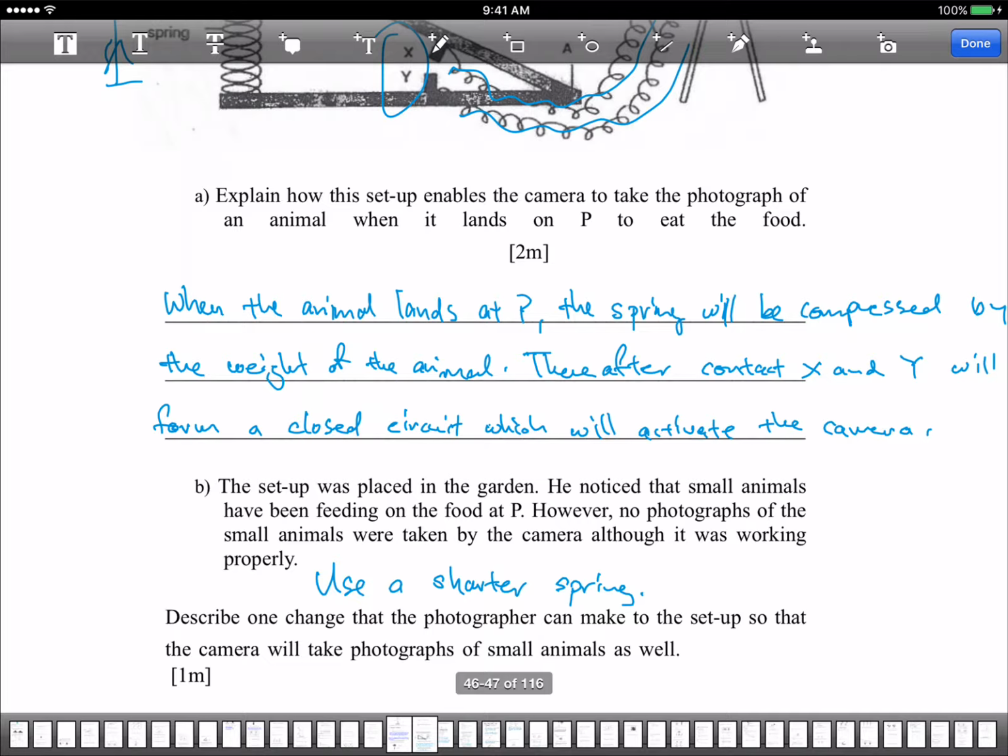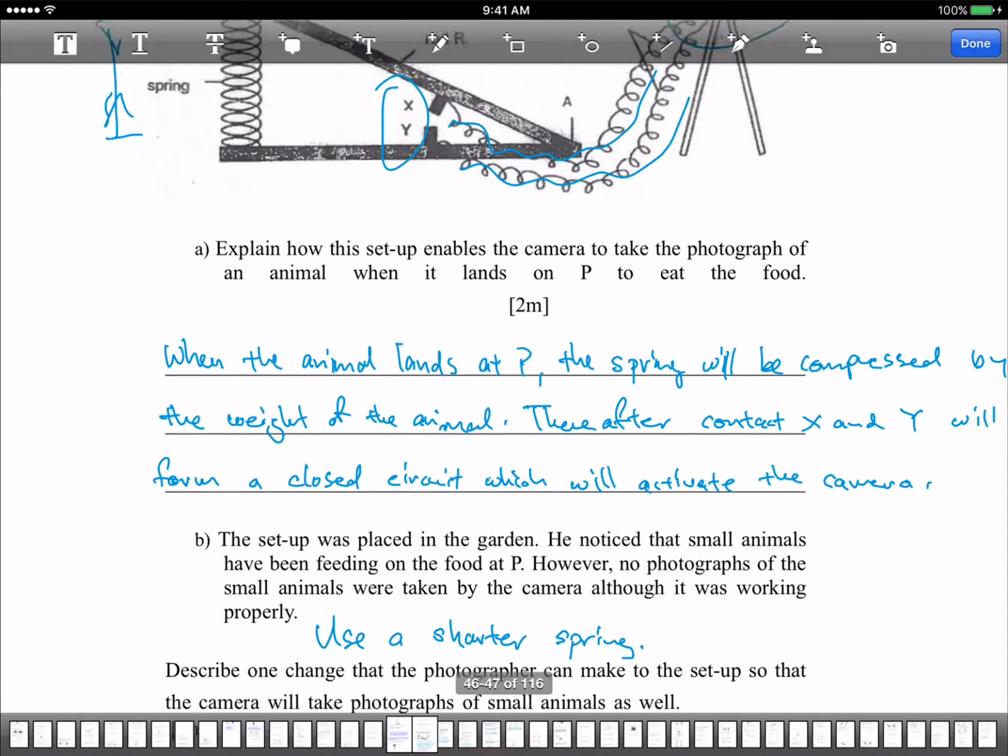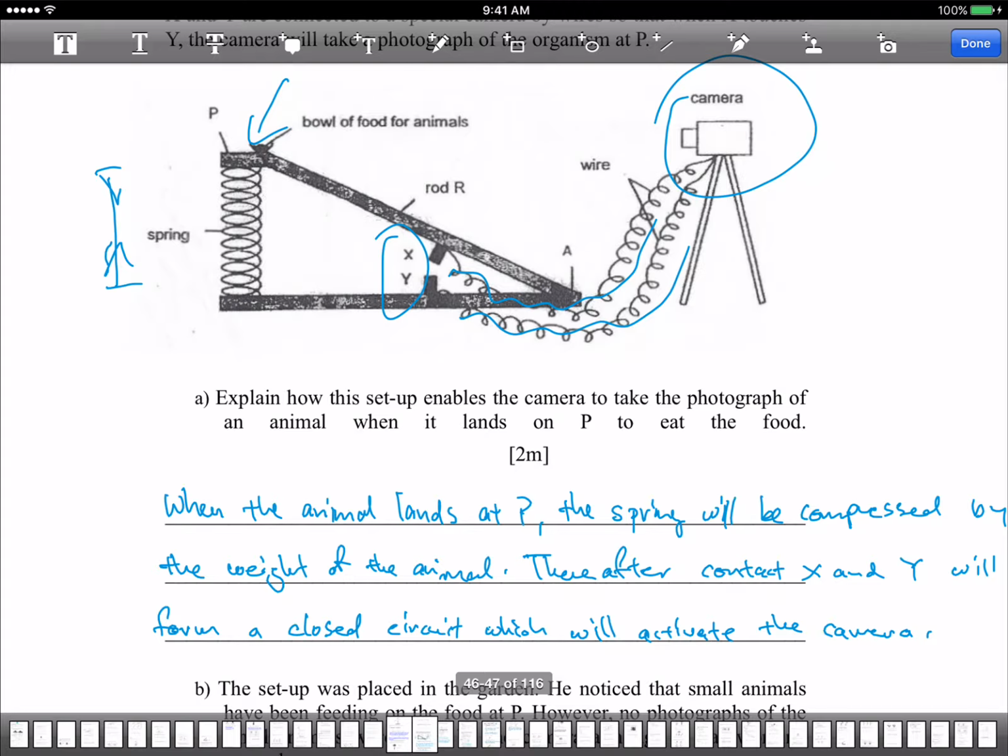Okay, next. We placed a setup in the garden. He noticed that small animals have been feeding on the food, but no photographs were taken. Why? Because, oh, not enough memory in the camera. That is a good answer, but that's not the answer that they're looking for.